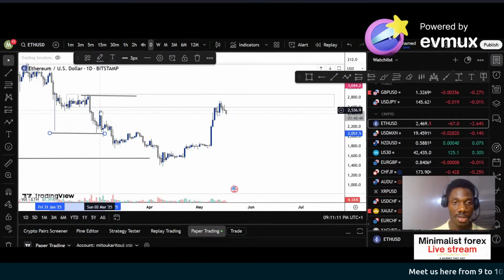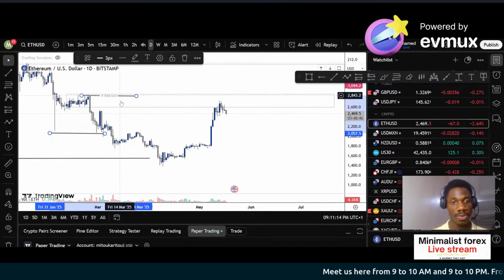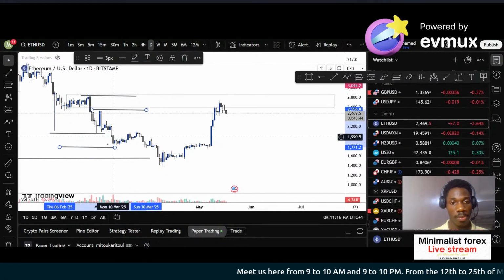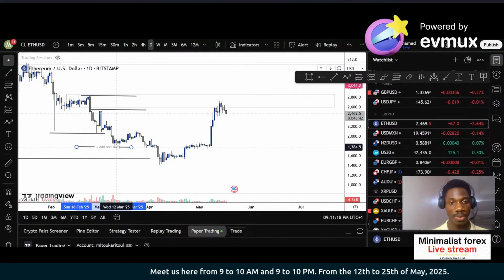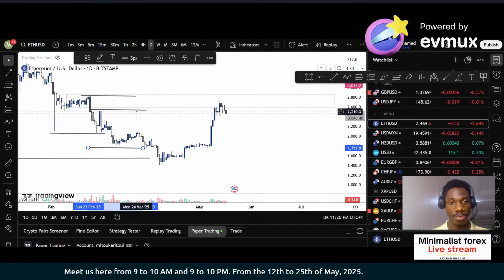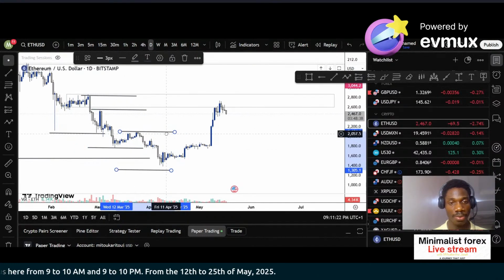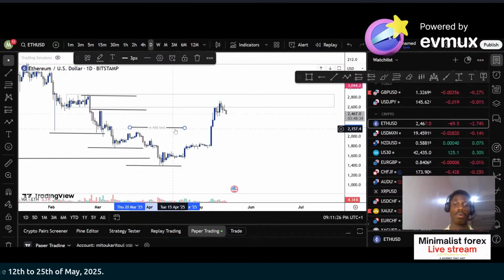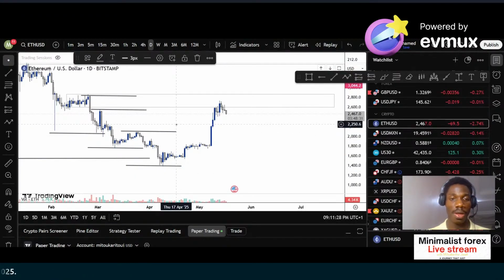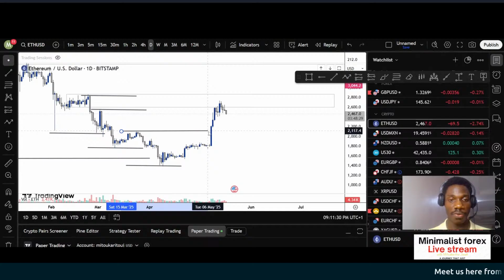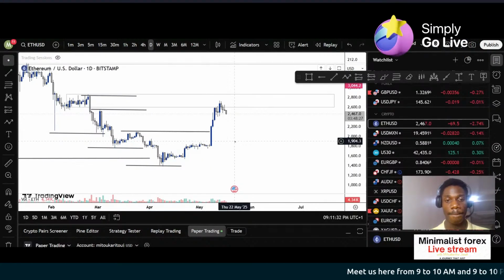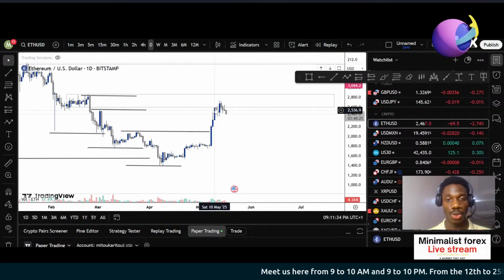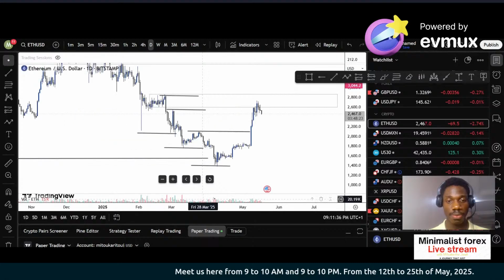Price went up to create this high again. Created another high. Came down to create this low. Went up, created this high. Came down to create this low. Okay. So this is the low that price has to take out for us to say structure has shifted. And price took it out from here, from this push. It just went up.